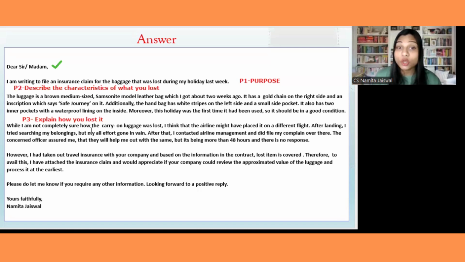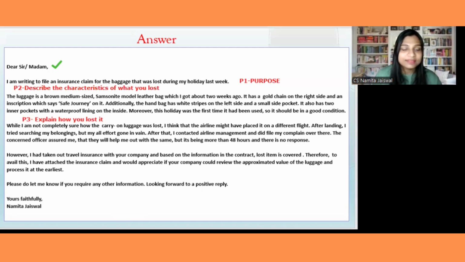"Well, I'm not completely sure how the carry on luggage was lost. I think that the airline might have placed it on a different flight. After landing, I tried searching for my belongings, but all my efforts were in vain. After that, I contacted airline management and filed my complaint over there. The concerned officer assured me that they will help me out with the same, but it's been more than 48 hours and there is no response." You're getting it, right? How we are flowing from one paragraph to the other.